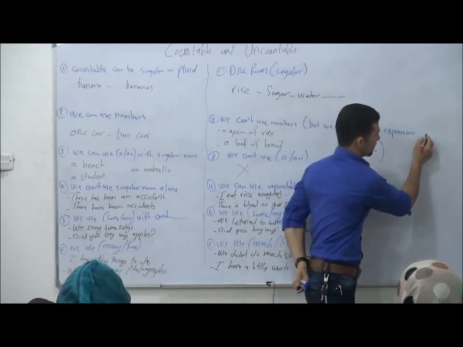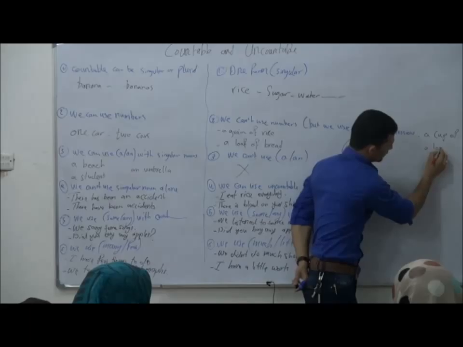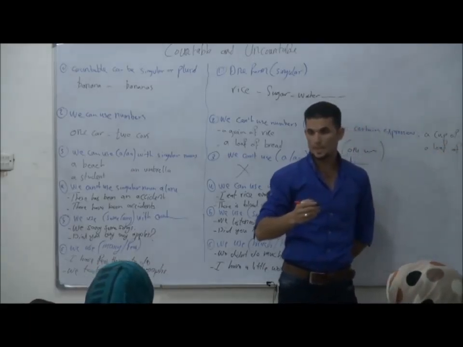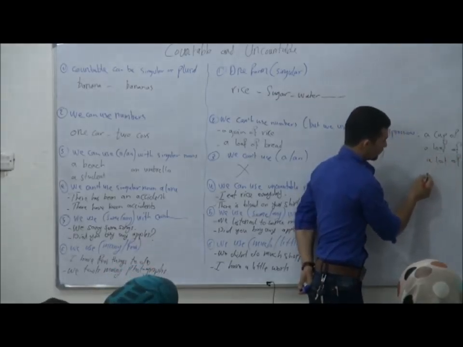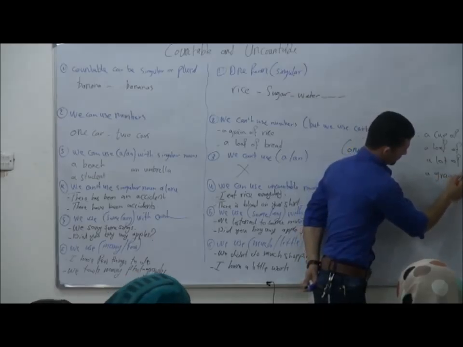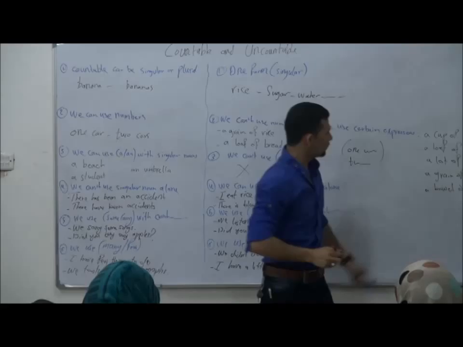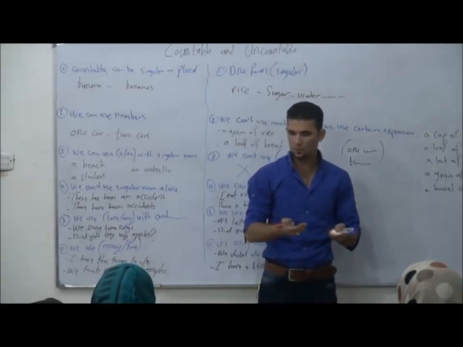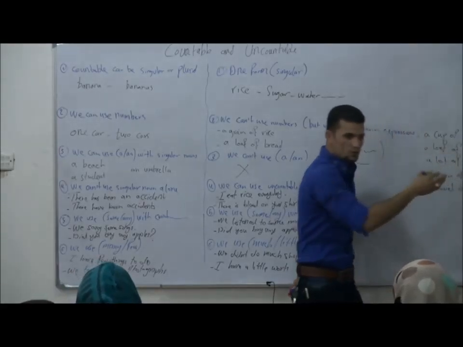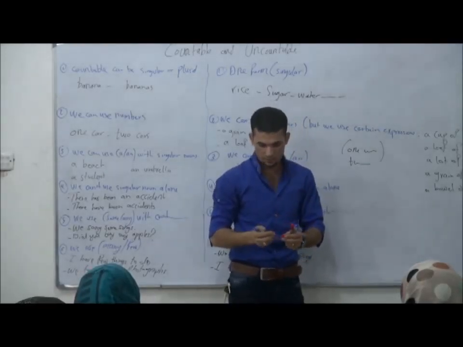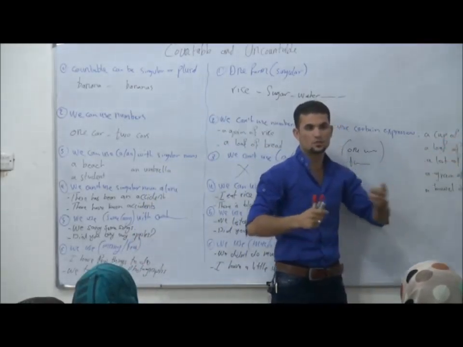تعابير ثابتة. For example, one cup of water. A cup of, right? A loaf of, you know, loaf of? A loaf of bread. Very good. Or I can say two loaves of bread. حددتهم، بس ما استخدمت رقم مباشرة، صح؟ ما قلت two bread. We do not say two bread, three bread, but we say one loaf of bread, two loaves of bread, right?